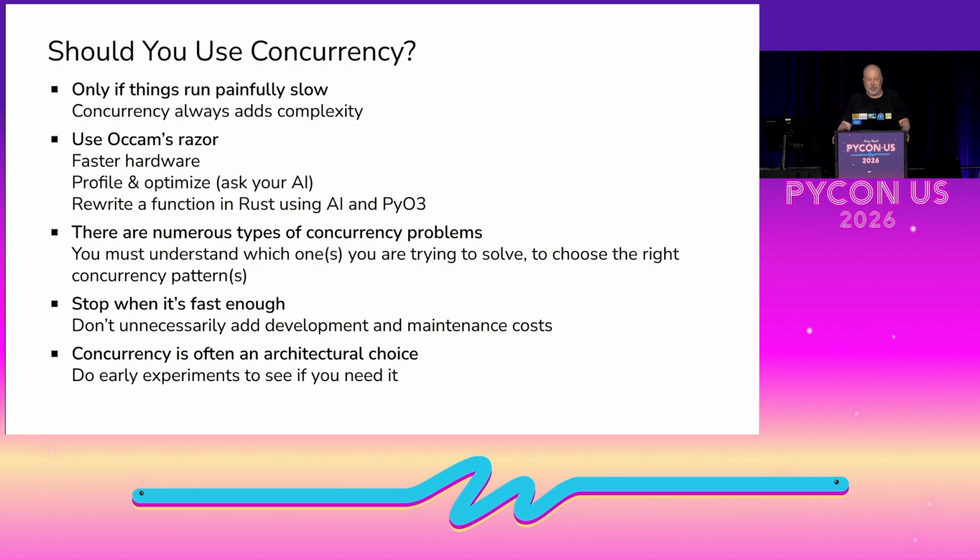One of the important things to remember is that there are a bunch of different types of concurrency problems. It's not a one solution fits all, and you have to understand the architecture of your system and what sort of concurrency problems you are encountering and the different strategies to solve them.